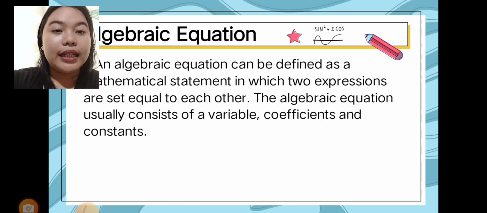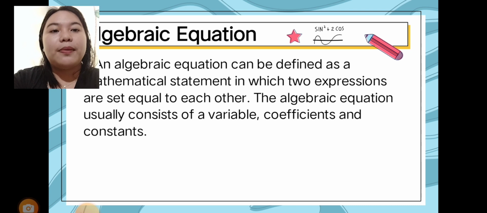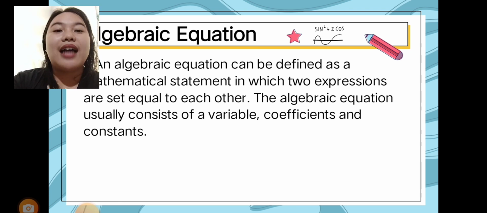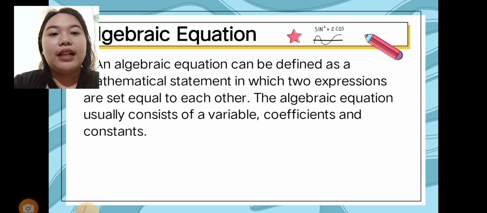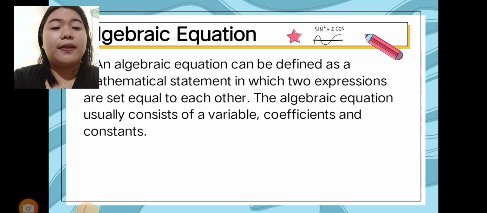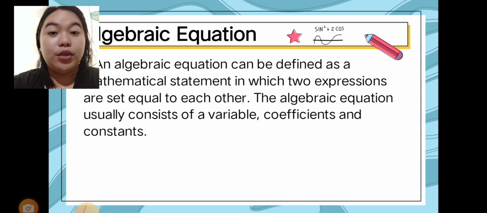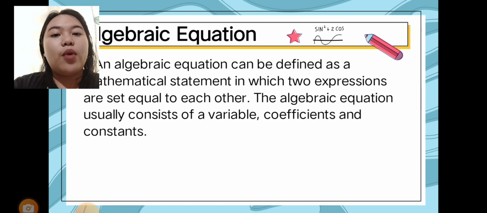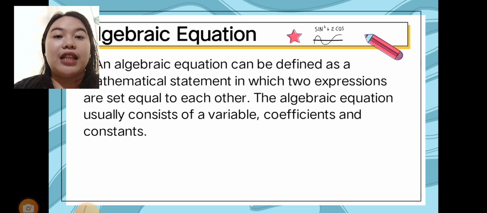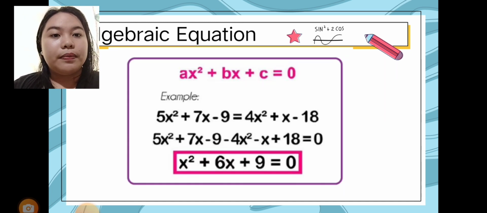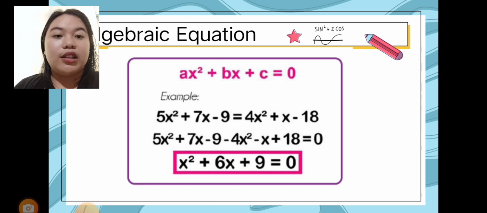Okay? Next, what is an algebraic equation? An algebraic equation can be defined as a mathematical statement in which two expressions are set equal to each other. The algebraic equation usually consists of a variable, coefficients, and a constant. So this is an example of an algebraic equation: ax squared plus bx plus c is equal to 0.